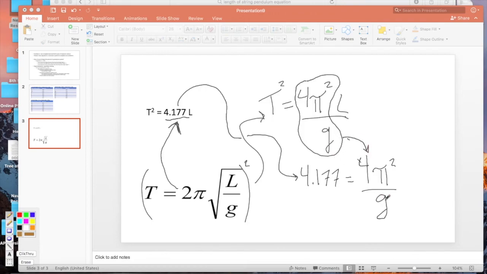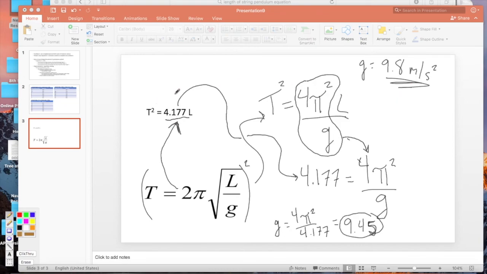And now little g is my only unknown variable, and I can do a mathematical trick where if I have an unknown in the denominator, I can bring it up over here and swap it out with that. So I'm going to get little g equals 4 pi squared over 4.177. And then I can solve for little g. 9.45. Now remember what little g is actually supposed to be. It's the acceleration due to the Earth's gravitational field, 9.8 meters per second squared. So we are pretty dang close. Yeah, somewhere between 5 and 10% error. That is not bad at all.